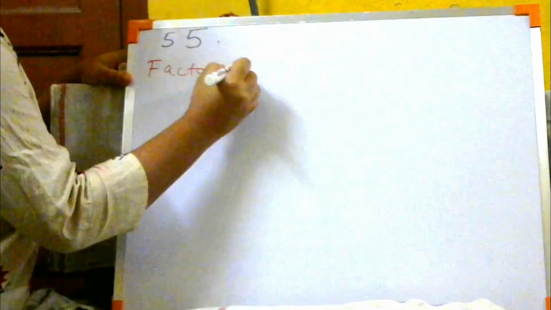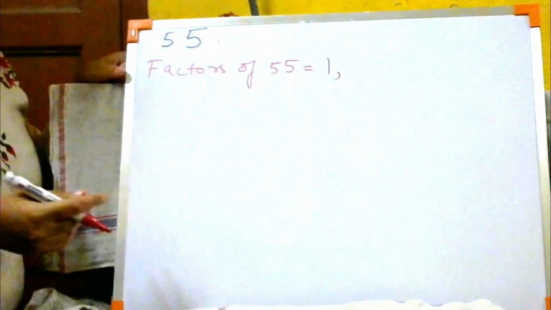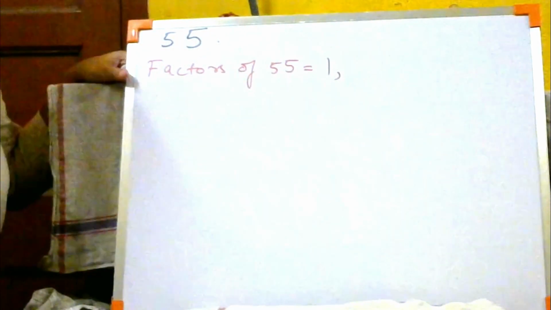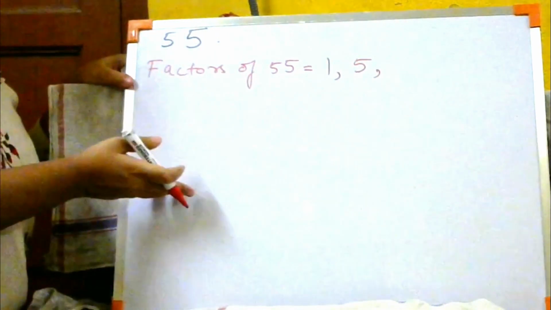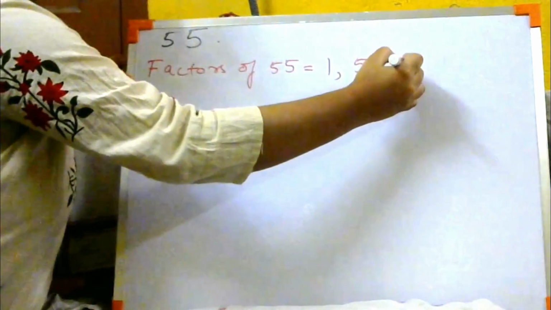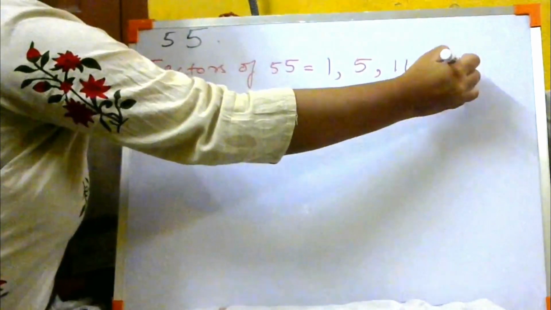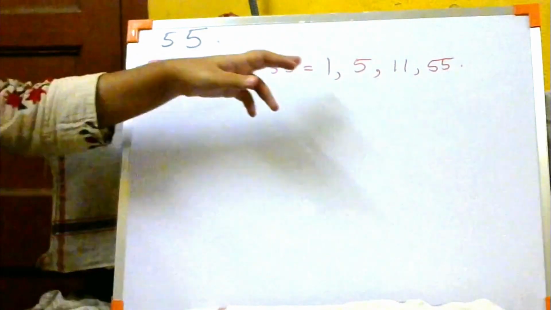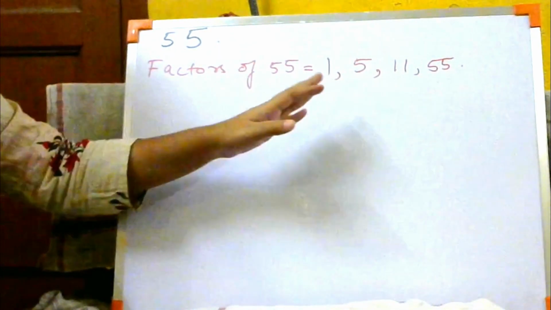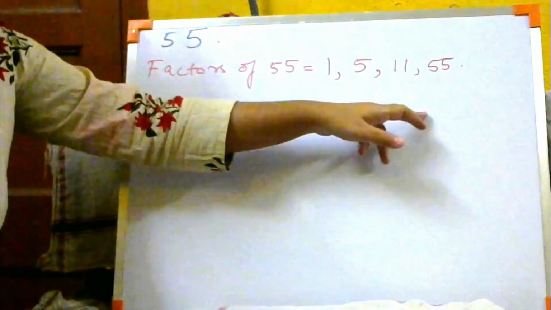So you are going to write like this: factors of 55 is equal to, first of all 1 is there, we all know 1 is a factor of 55, then we have 5, in 5 tables 55 goes, then we have 11, 5 11s are 55, and then we have 55 itself. It doesn't go in any other tables, but it goes in the tables of 1, 5, 11, and 55.